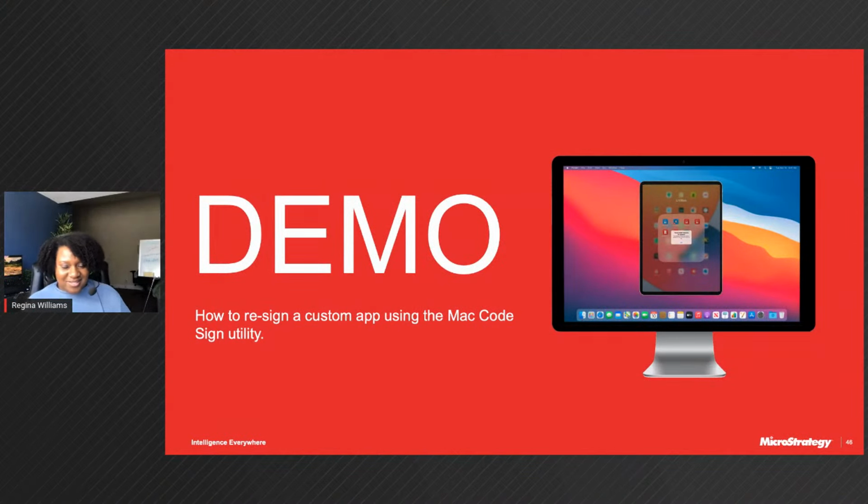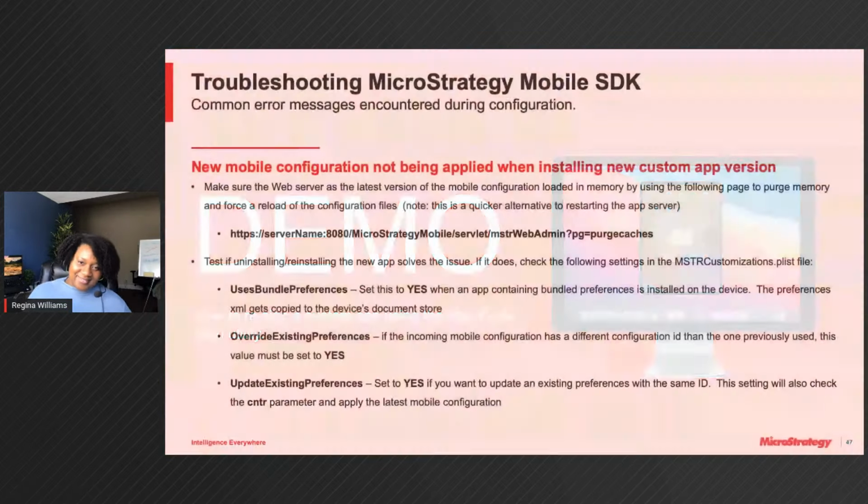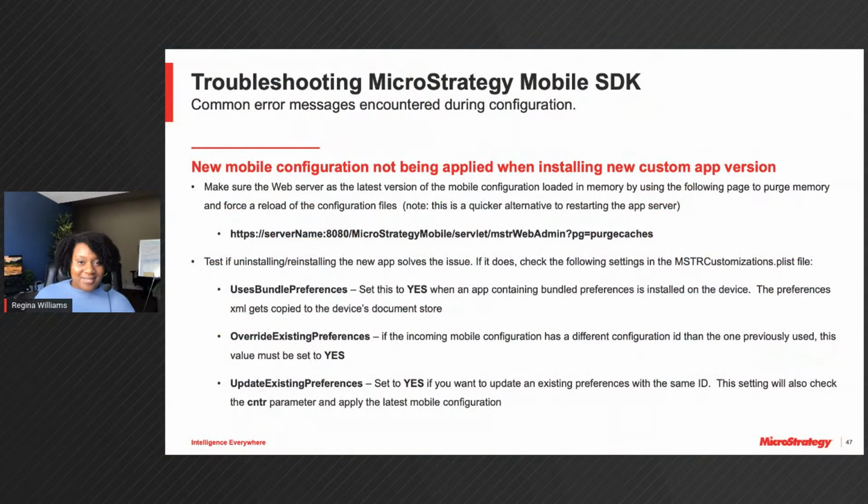Okay, so on to the next slide. Other troubleshooting things to keep in mind is the situation if you're updating your mobile app and you find that the old preferences is still being referenced. This goes back to those three options I was mentioning about the use bundle preferences, override existing preferences, and the update existing preferences.